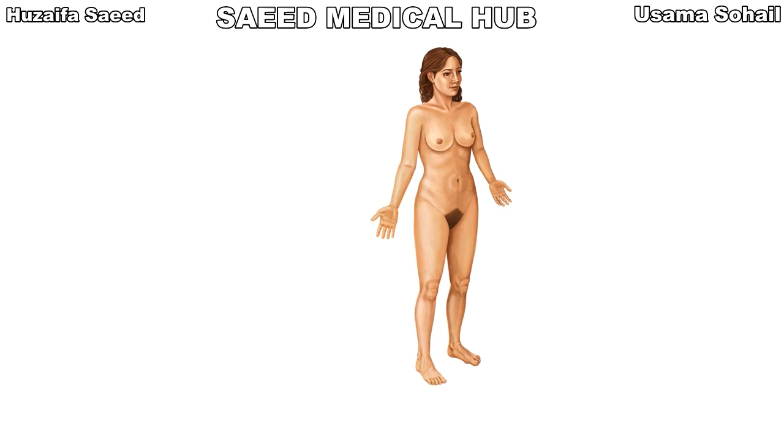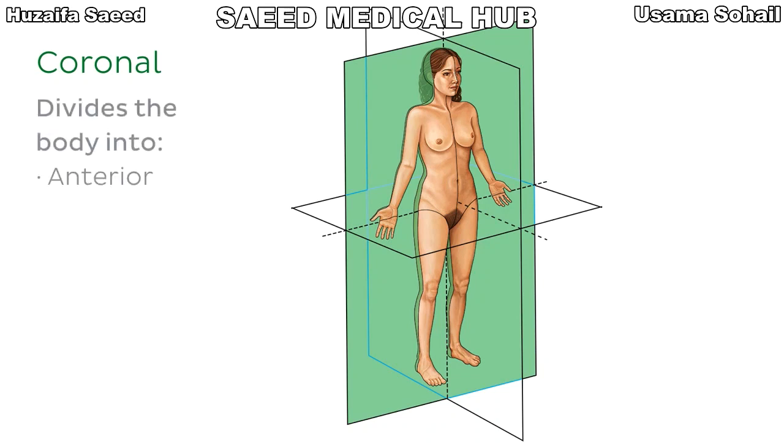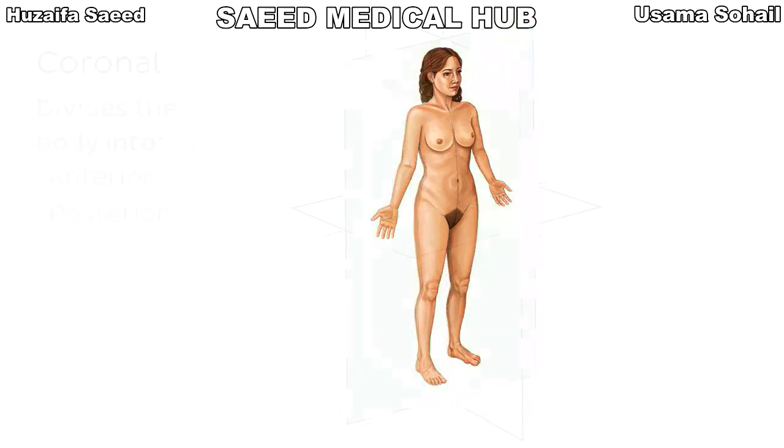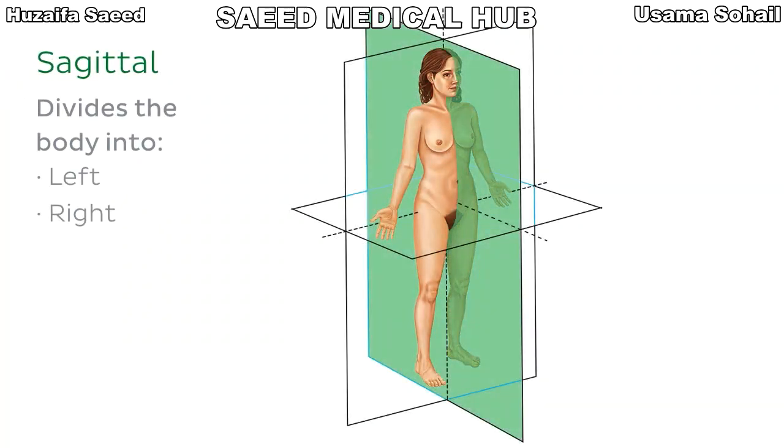Body planes are imaginary planes, or flat surfaces, that cut through and section the body while it's in its anatomical position. The first is the plane we can see highlighted in this image. This is the coronal plane. The coronal plane is a vertical plane that divides the body into anterior and posterior parts. Now what we can see highlighted is another vertical plane, but this time dividing the body into left and right parts. And this is called the sagittal plane.